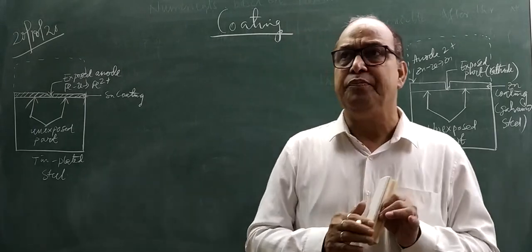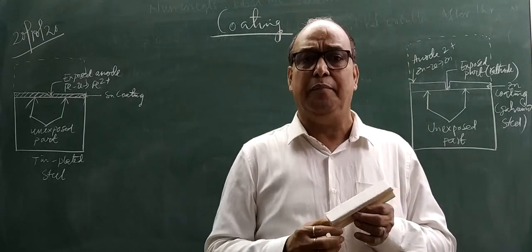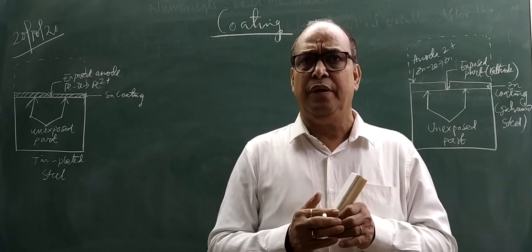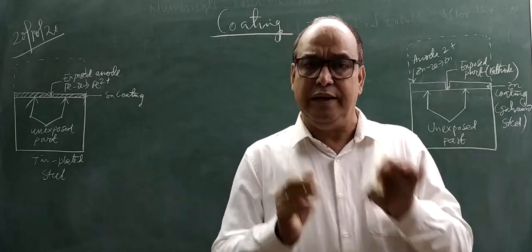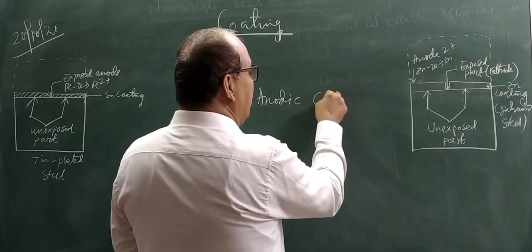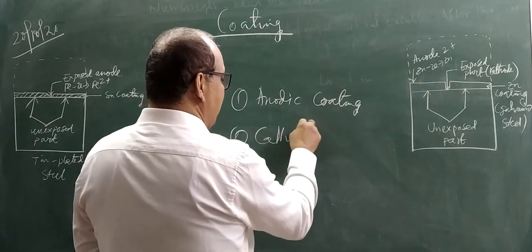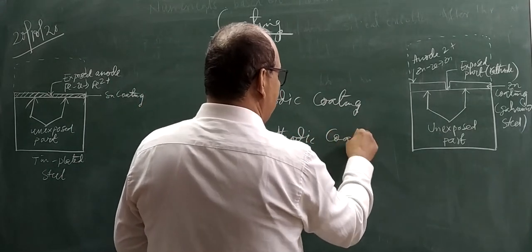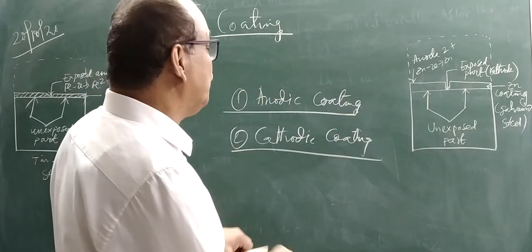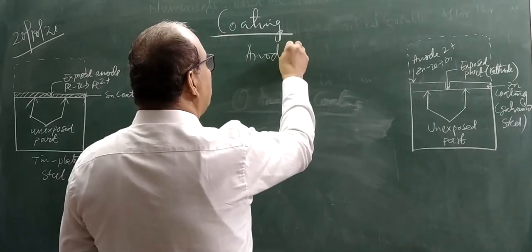And therefore, we have to be very, very careful before selecting a coating material. And coating material, when applied, may follow two different approaches. Number one is anodic coating, and number two is cathodic coating. Let us start with anodic coating, and it will be followed by cathodic coating. Anodic coating.